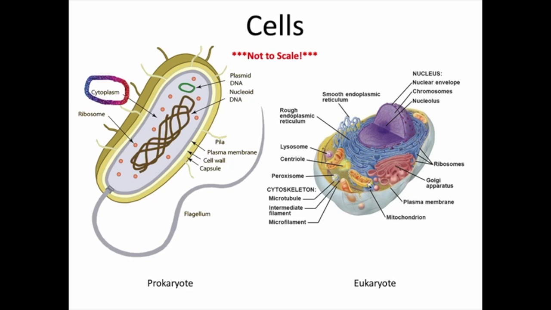Cytoplasm is not labeled on the eukaryotic cell just because it's already a pretty busy figure, but yeah, the cytoplasm is here. It's just all this stuff around the organelles. It's what they're floating in. It's mostly water. All the stuff on the inside is the cytoplasm.